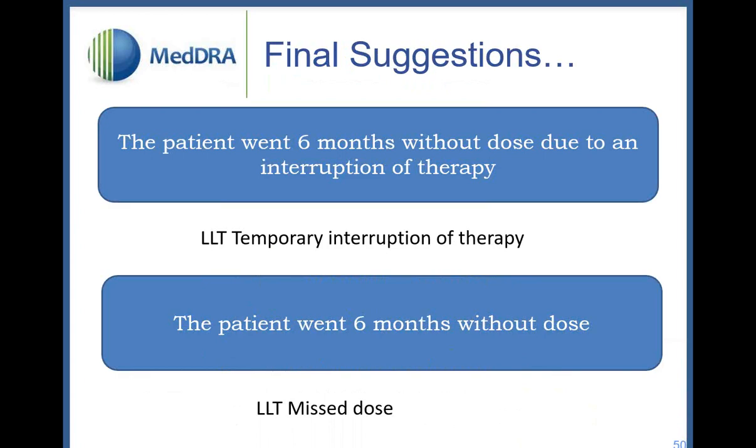Some companies say 6 months is too long. That's too great of a time frame. If they missed 1 or 2 doses, maybe that's okay for missed dose. But 6 months, we need to know why. What's going on? How did this happen? So it's like I said, it's very organization specific. There could be many reasons behind it.